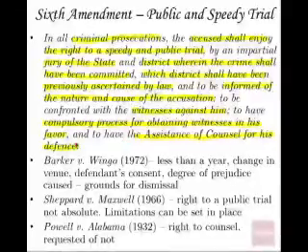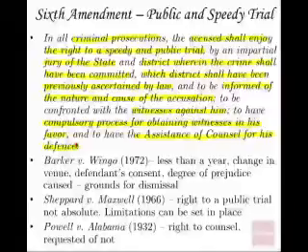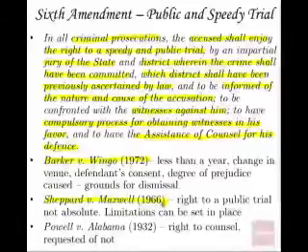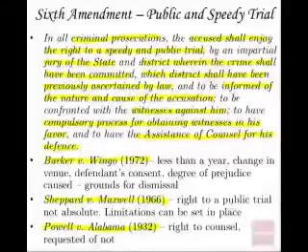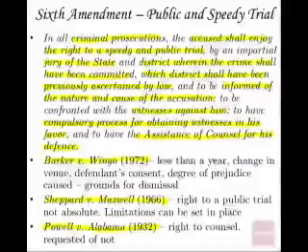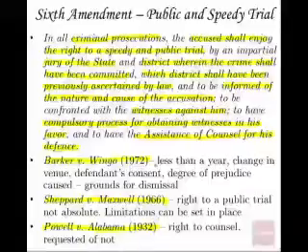The 3 court cases that you might want to keep in the back of your mind with the 6th Amendment are Barker versus Wingo, 1972, Sheppard versus Maxwell, 1966, and Powell versus Alabama, 1932. What are some summaries of these court cases to further clarify this right to a speedy and public trial? In Barker versus Wingo in 1972, what does it mean by speedy? Is it a month? Basically, the general rule of thumb is that everything should take place in less than a year.